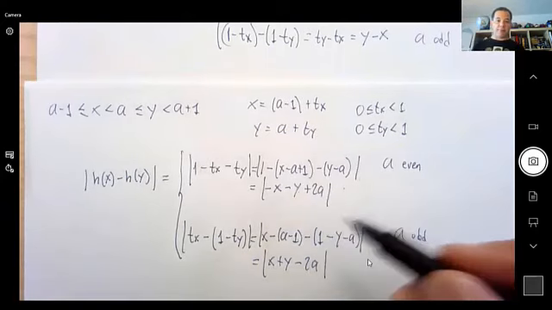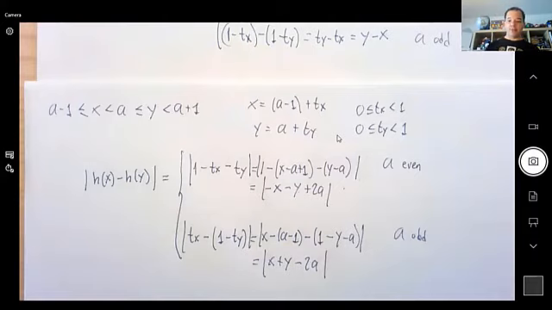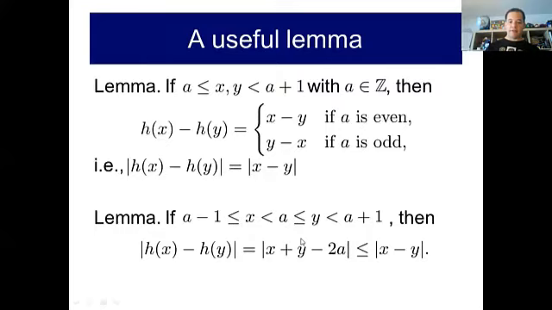So we have that part. Let me go back to our statement. This is what we wanted, right? |x plus y minus 2a|. Perfect. We have that. And then I just need to convince you that this number is less than or equal to |x minus y|. By the way, here x minus y is actually y minus x, because by assumption y is bigger than x, right?